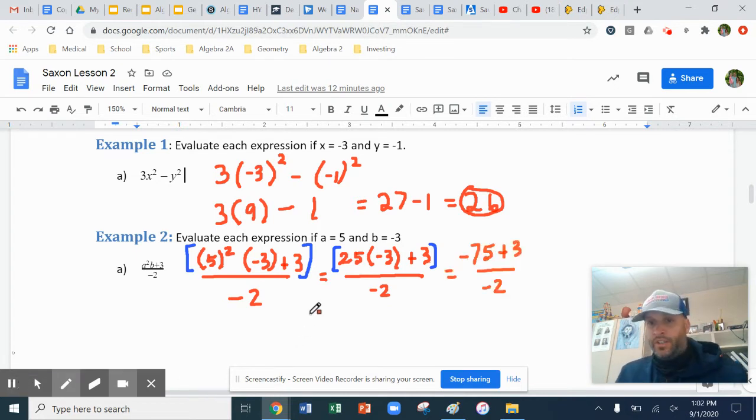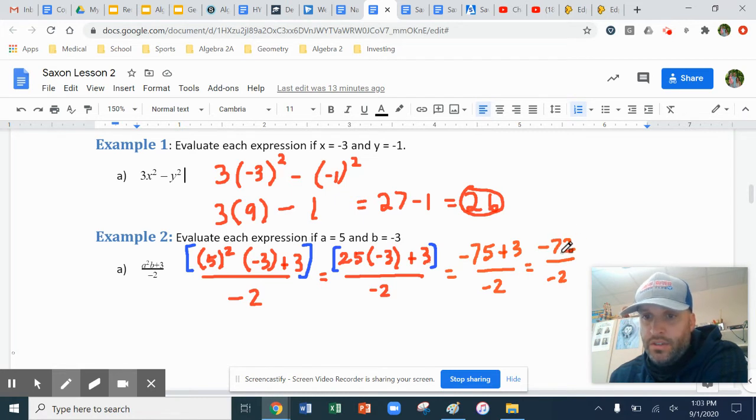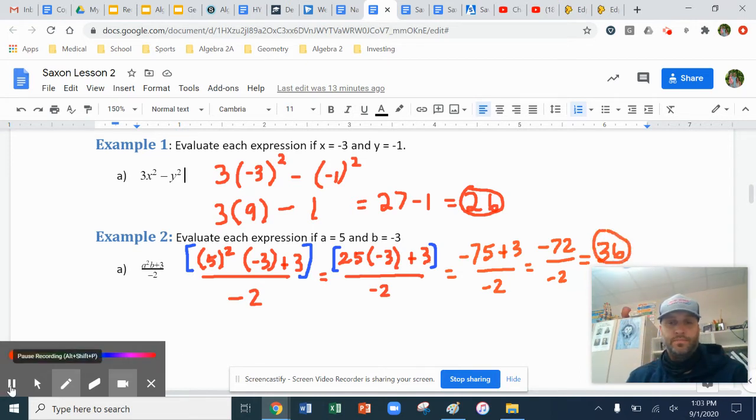I'm now at the point where I just have one last step to do in my numerator, then I can start to divide by -2. So remember, everything in your numerator is grouped together, has to be completed first. So now I'll take -75 plus 3, and that'll move me back up towards 0 to -72. And then I have -72 divided by a -2. Anytime we take dividing two negatives, that'll be positive, and 72 divided by 2 is 36. So all of that evaluation should give me 36.